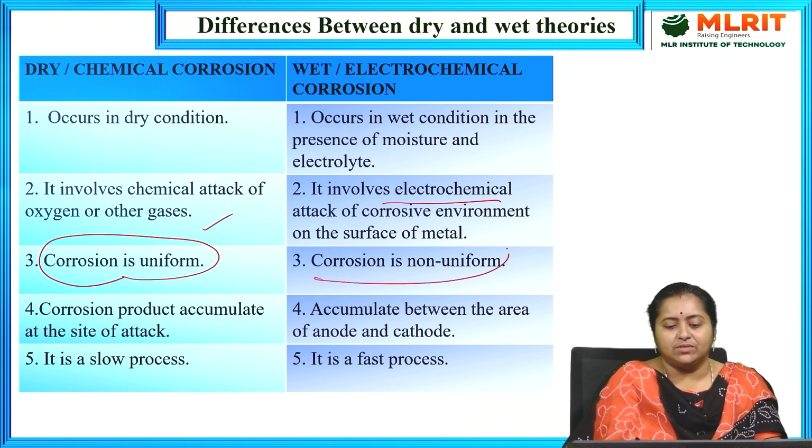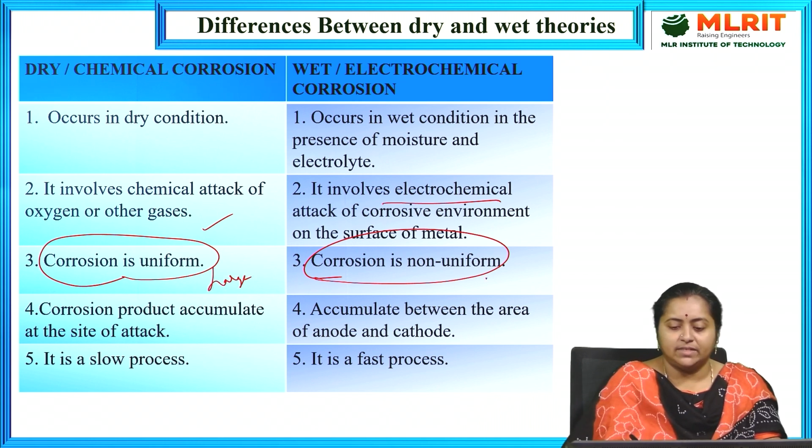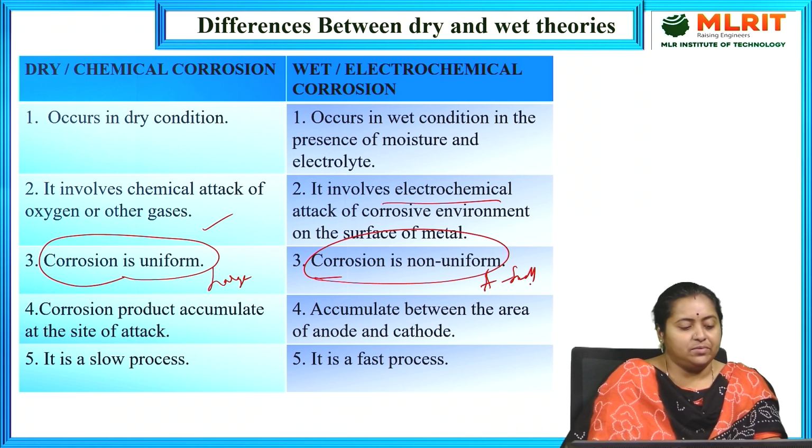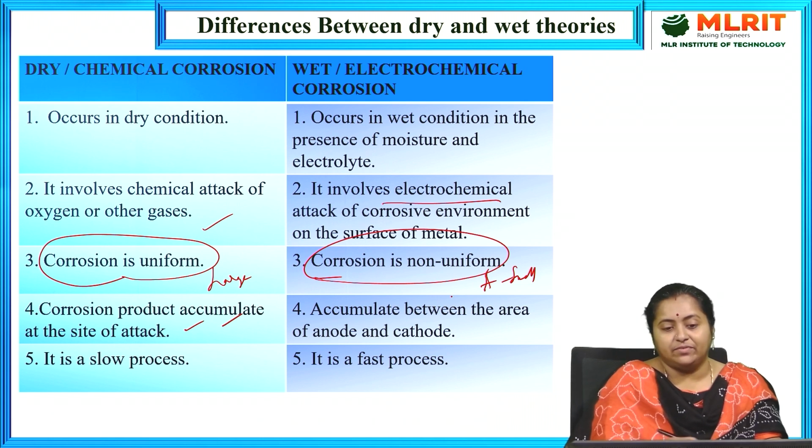If you notice the wet one, it is non-uniform because here the anode area is small, whereas in the dry one the anode area is large. In dry corrosion, the corrosion products accumulate at the site of attack. Where atmospheric chemicals like oxygen and other gases attack the surface of the metal, there itself the formation of corrosion product takes place. Whereas in the wet theory, the formation of corrosion product takes place somewhere between the areas of anode and cathode. So the wet one is a slow process and the dry one is a very rapid, or fast, process.